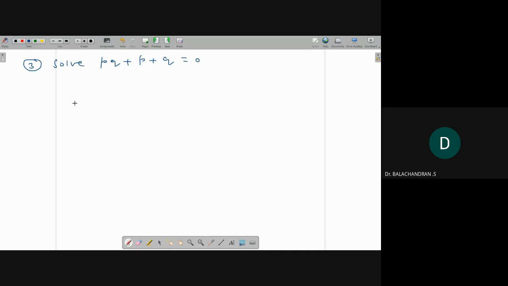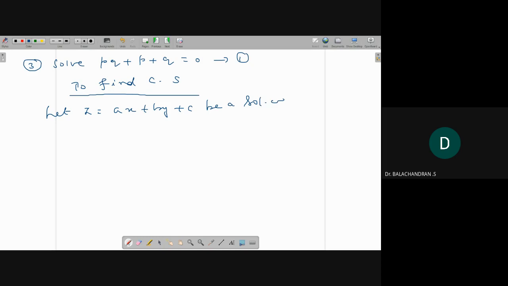So the next problem is: solve pq plus p plus q equal to 0. To find the complete solution, let z equal ax plus by plus c be a solution of equation 1. From this, p equal to a and q equal to b. So substitute here: ab plus a plus b equal to 0.